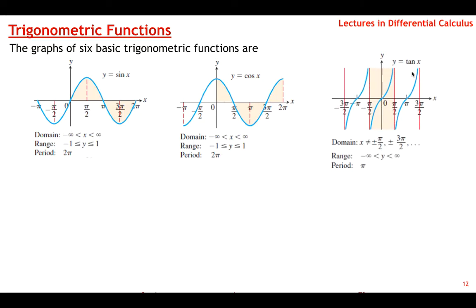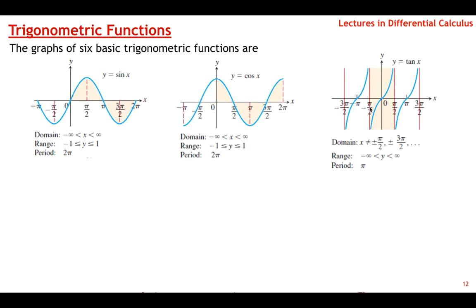Then y equal to tangent of x. This function has domain all x except plus minus pi by 2, plus minus 3 pi by 2 and so on. At plus minus pi by 2 this function is not defined. So domain is all x except these points. Range is minus infinity to infinity. So it takes all values from minus infinity up to plus infinity, and the period of the function is pi.